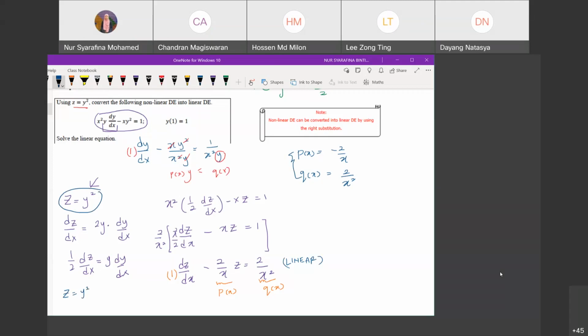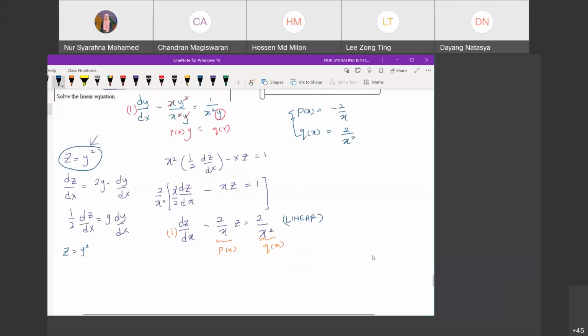So you want to have dy/dx. We can assume that the function z here is in terms of x. Then we can differentiate this with respect to x. Differentiating y squared with respect to x, you get 2y. But don't forget, we differentiate this implicitly all together, so don't forget dy/dx.